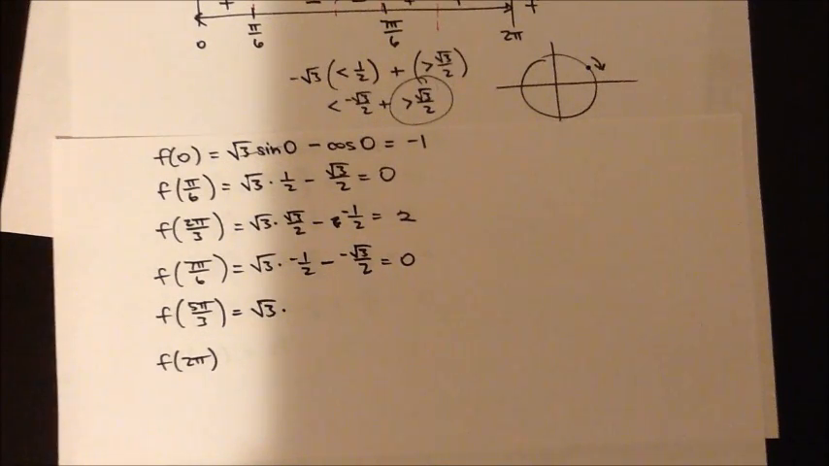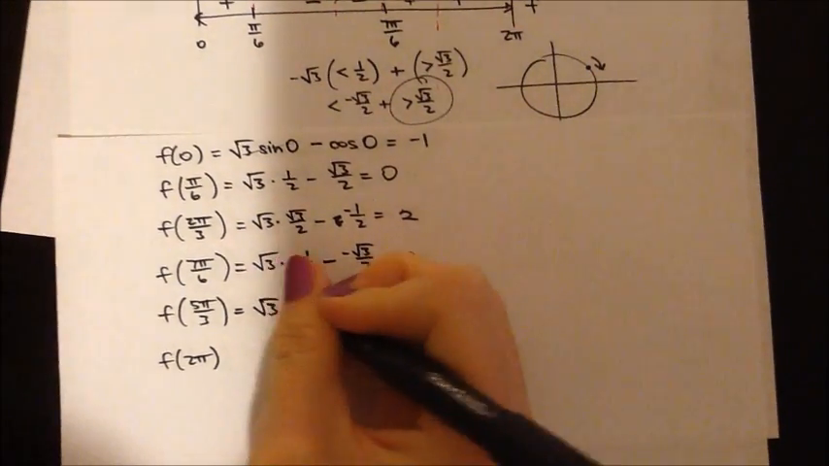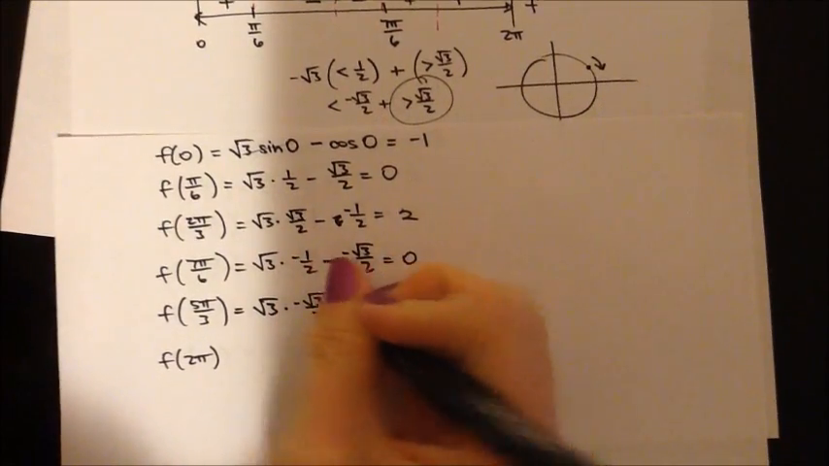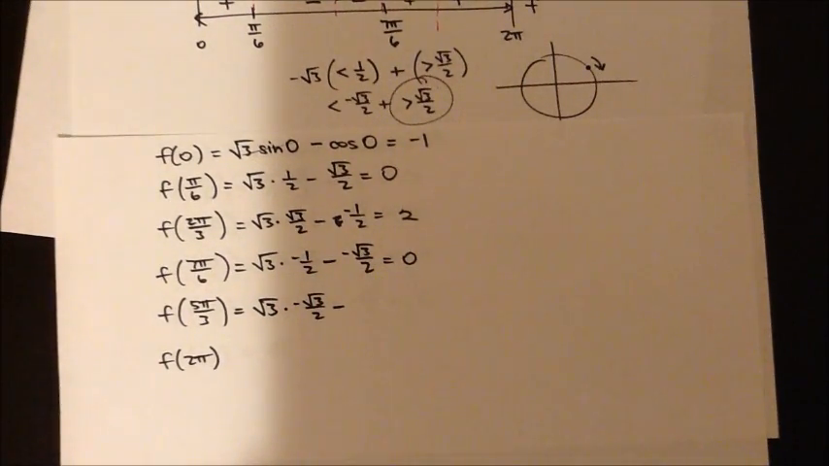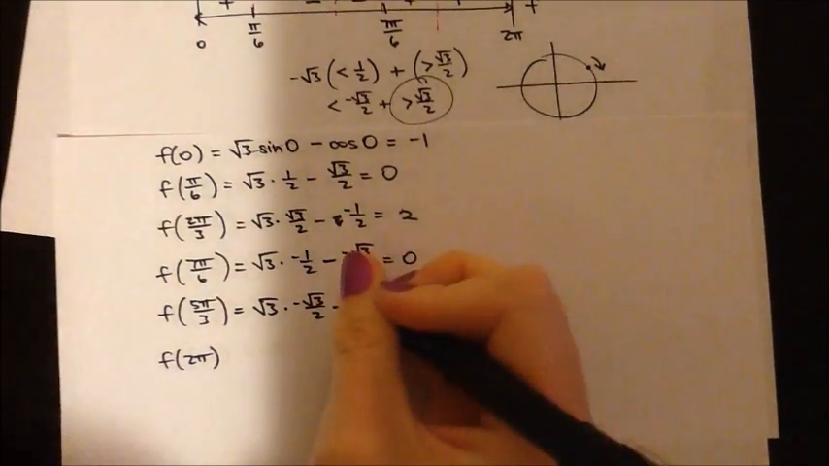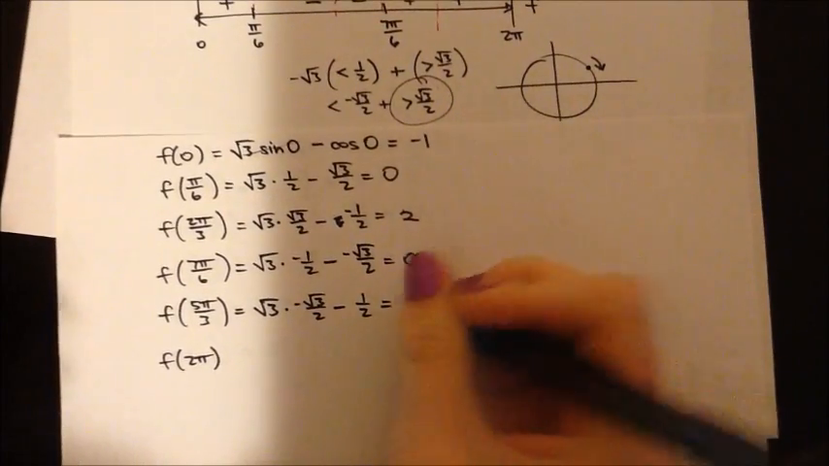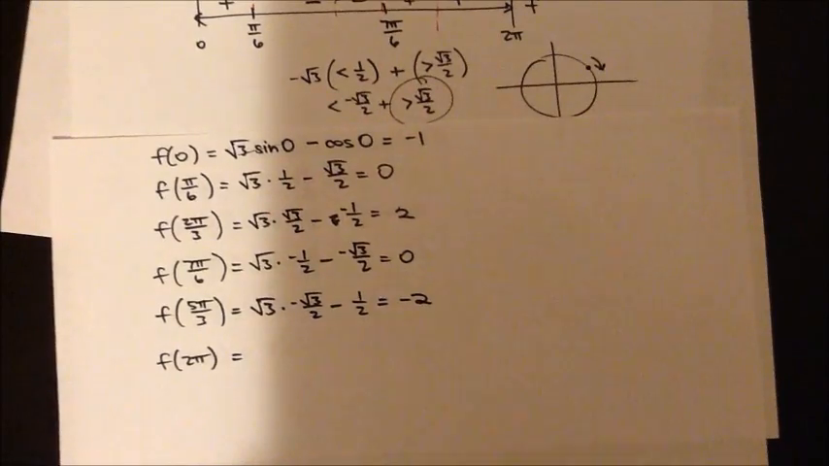5 pi over 3, I have root 3 times the sine of 5 pi over 3, which is a negative root 3 over 2. And then minus the cosine of 5 pi over 3, which is a positive 1/2. Okay, so negative 3/2 minus 1/2 is a negative 2. Then 2 pi, whatever I get for 0, I get for 2 pi. So that's a negative 1.